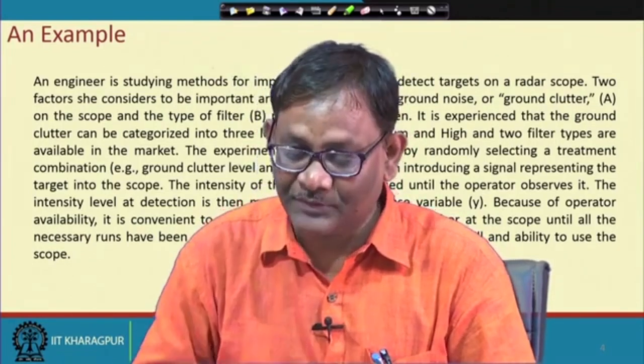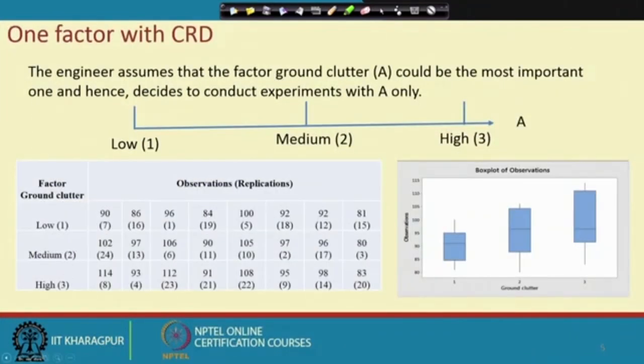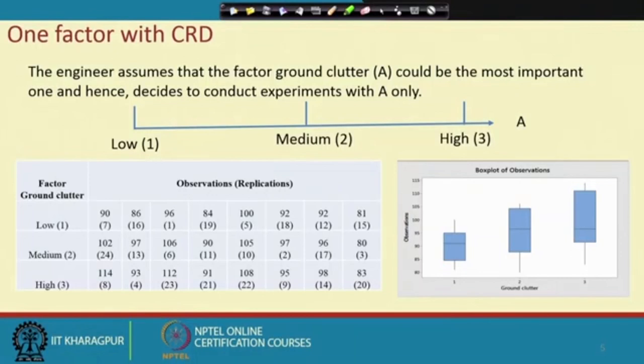So, given this information, let us see some of the designs. First, think of one factor, completely randomized design. Here, the engineer assumed that the factor ground clutter could be the most important one, and hence decides to conduct experiments with A only. Please remember, this is not the correct one, because first of all only two factors we have considered, and secondly only one noise or uncontrollable factor, operators, was also considered. And we have simplified this here further with one factor only.